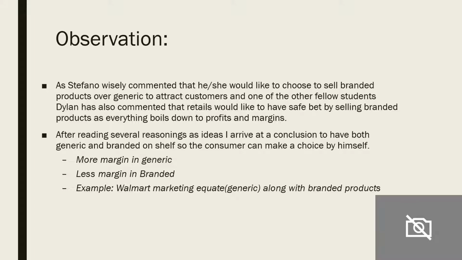After reviewing several other comments and reviews, I've come to a conclusion that it would be a good idea to house both generic and branded on the shelf. Generic, I can make more margin, and branded, there might be less margin, but less returns also at the same time. If you look at an example of marketing strategy followed by Walmart, they have their own generic line of products named Equate, shelved by the side of a branded product.